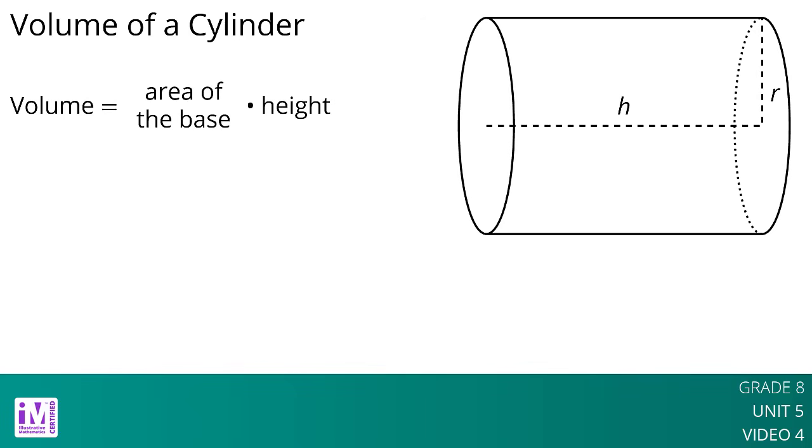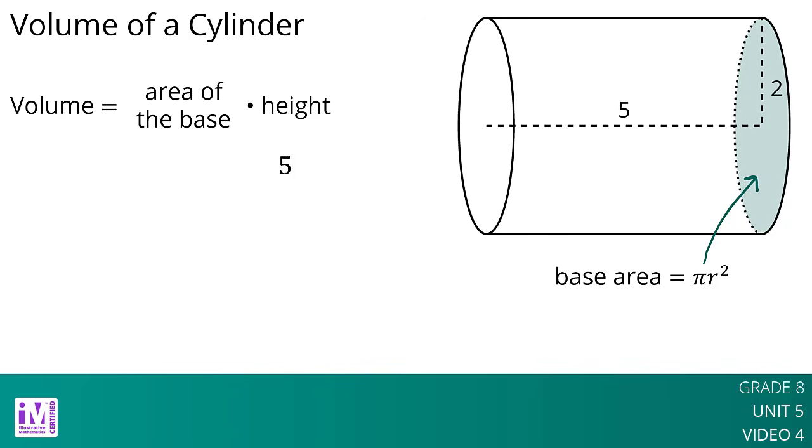For example, take a cylinder whose radius is 2 centimeters and whose height is 5 centimeters. Since we know the height, we just need to calculate the area of the base. The base of the cylinder is a circle with radius r, so the base area is pi r squared.